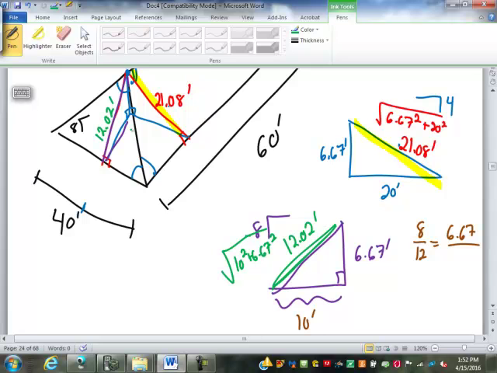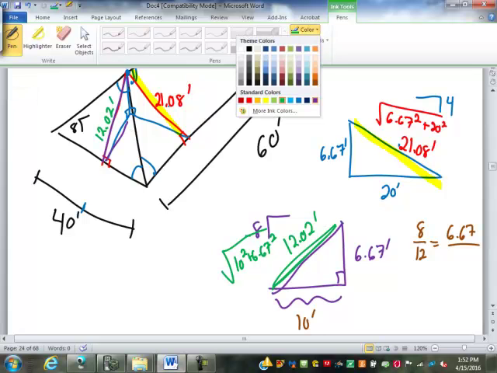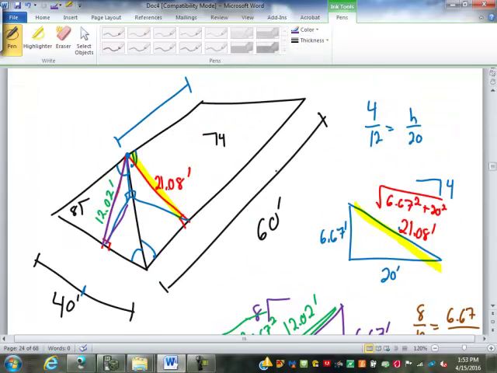Now that we have all that, the angles are pretty simple. Oh, by the way, what's my ridge length? I had 10 feet off of here. That means I'll have 10 feet off of there. That better be 40 feet.